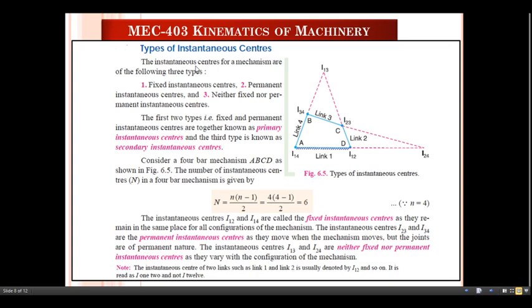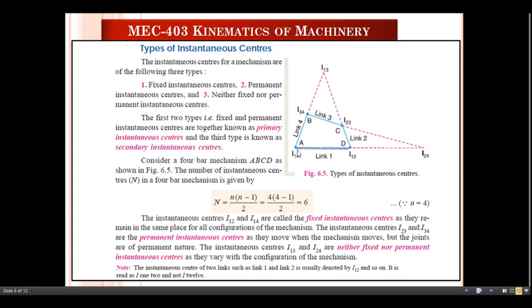So what are the different types of instantaneous center? This will be clear to you here. Instantaneous centers of mechanisms are of the following three types. The first is the fixed instantaneous center. The next is the permanent instantaneous center. The next is neither fixed nor permanent instantaneous centers. The first two types, that is fixed and permanent instantaneous centers, are together known as primary instantaneous centers, and the third type is known as secondary instantaneous centers.